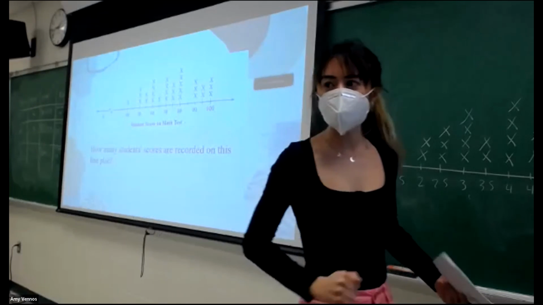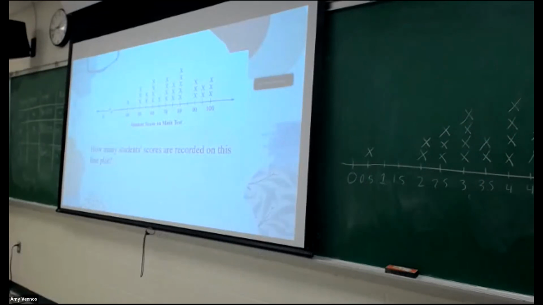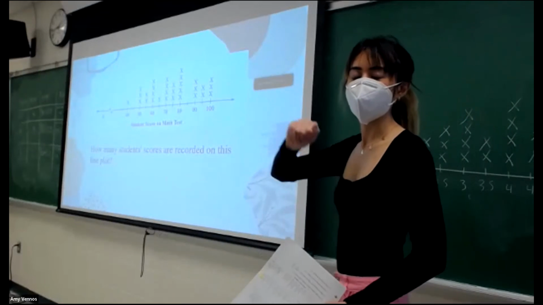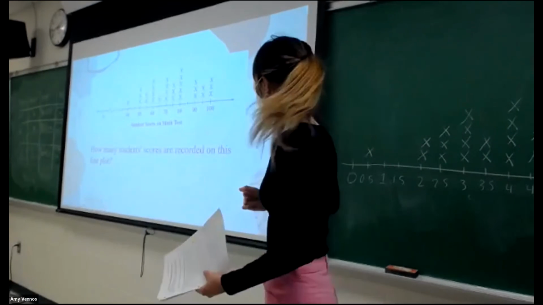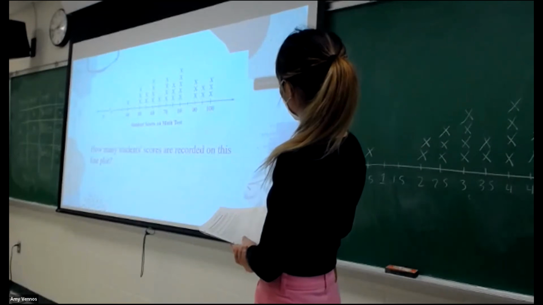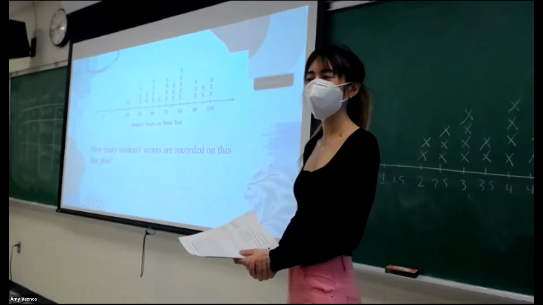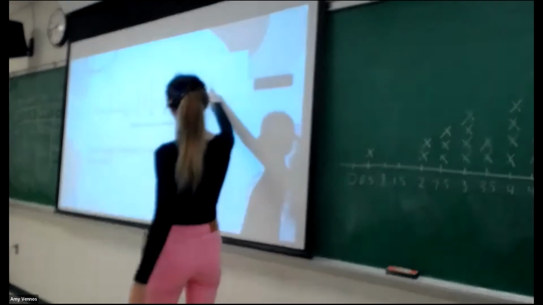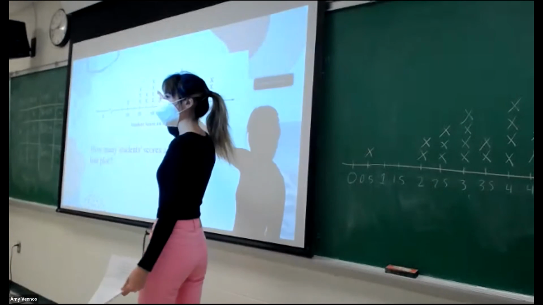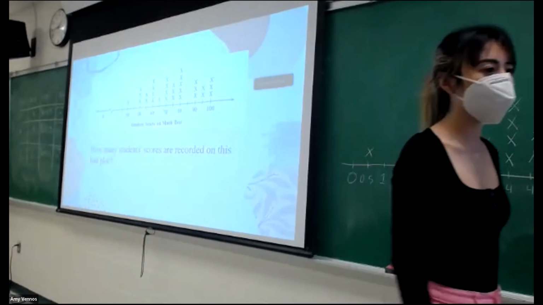Okay, I kind of underestimated how long it takes you to go through these questions. Let's just go through the answers real quick. How many student scores are recorded on the line plot? Emma? 31. And how did you determine that? I counted out. Yeah, you counted out how many X's. 1, 2, 3, 4, 5, 6, 7, 8. So you should have gotten 31 for that one.